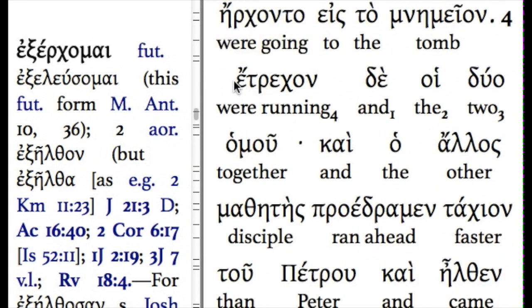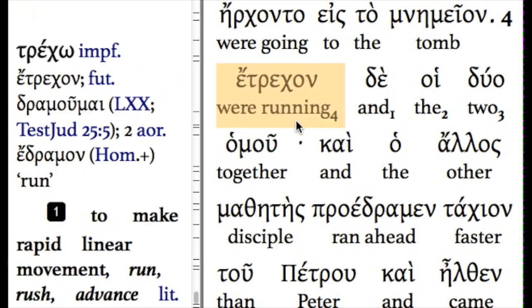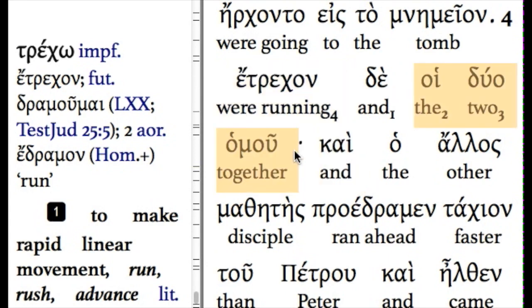Here we go. What about this one? We saw before, trecho, remember, means I run. So what is etrechon? Well, augment, present tense stem, secondary endings. Okay, so that's an imperfect. So they were running, the two together. So here's our subject, nominative case. The two together were running.